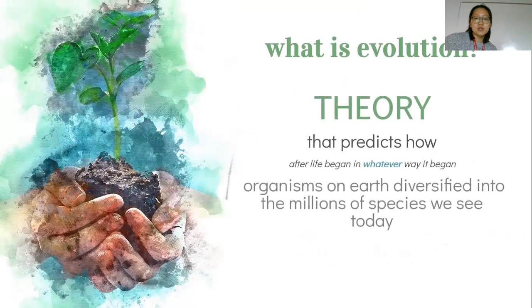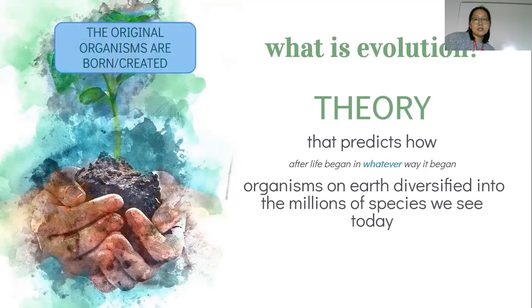So it is a theory that predicts how after life began, whatever way it began, it tells us a good idea of how organisms became diverse to the point where we have so many different kinds of life forms now that exist on Earth.